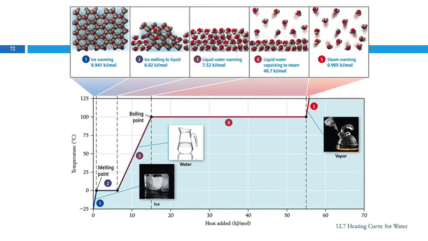This is an illustration of a heating curve for water. So here's the temperature increasing up the y-axis, heat being added across the x-axis, but now we're actually having some numbers in here. So this is for 1 mole of water. To heat the water from negative 25 degrees up to 0, heating the ice takes 0.94 kilojoules per mole.